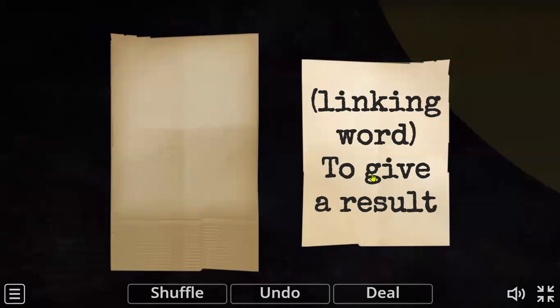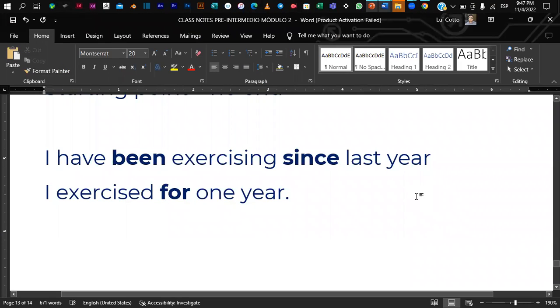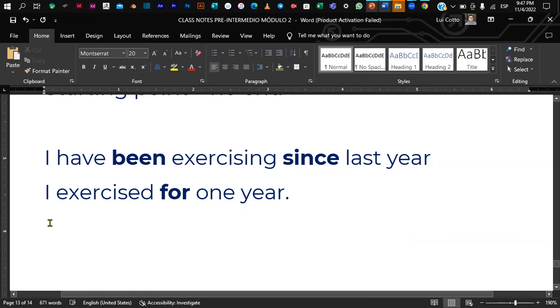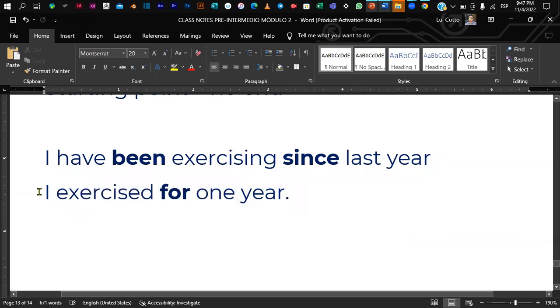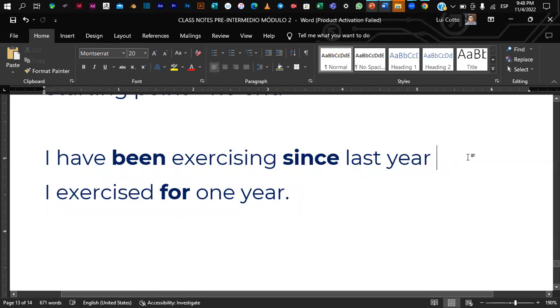And according to this linking word, to give a result, what is the best result of the two? What is the best result that you get from the two? ¿Cuál es el mejor resultado que recibe de las dos? The one that you can continue or the one that you finished? ¿Cuál le dará mejor resultado? Continue, of course. If you continue, right? But if you stop going to the gym, you can get a result, but minimum result.